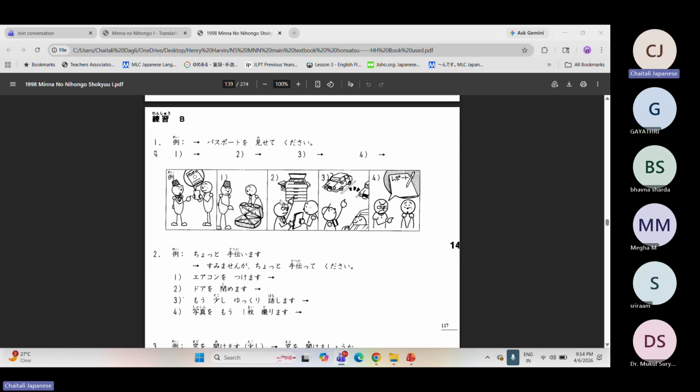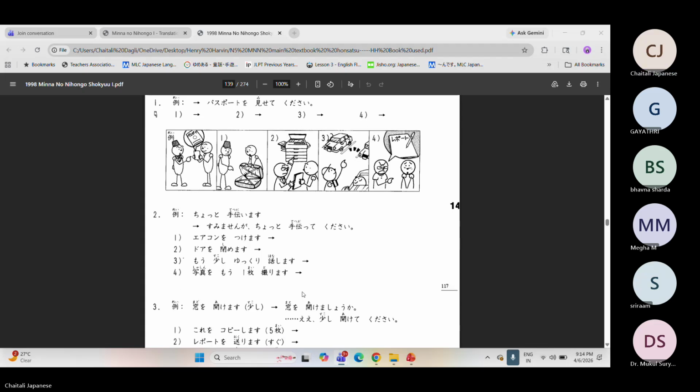Okay, question 2. Chotto tetsudaimasu. Sumimasen ga chotto tetsudatte kudasai. So excuse me, but what is tetsudaimasu? To help. So can you please help? Excuse me, but can you please help? Little help, please. Literally means little help, please. Chotto tetsudatte kudasai.